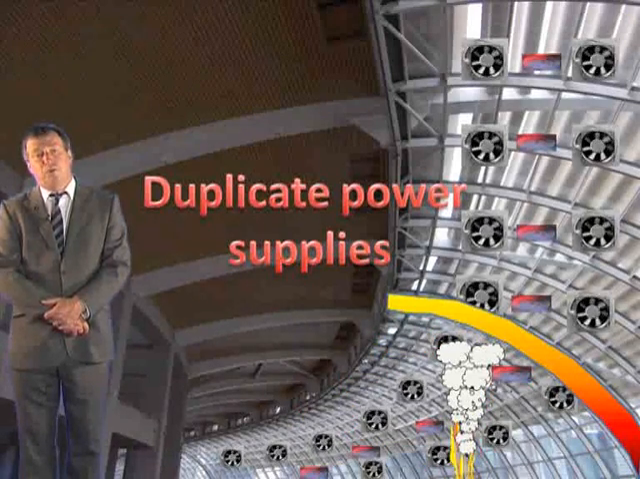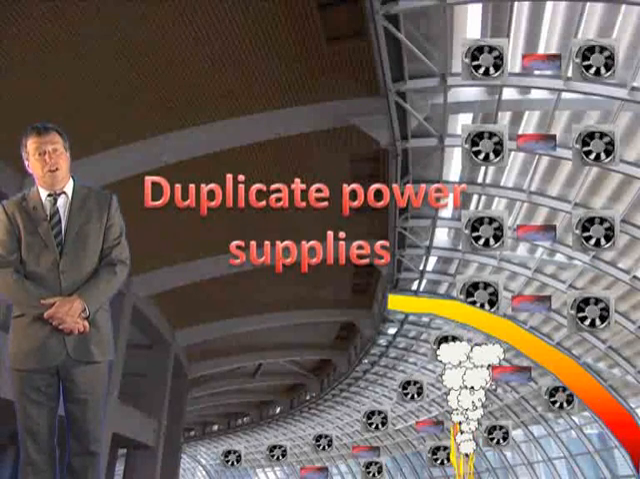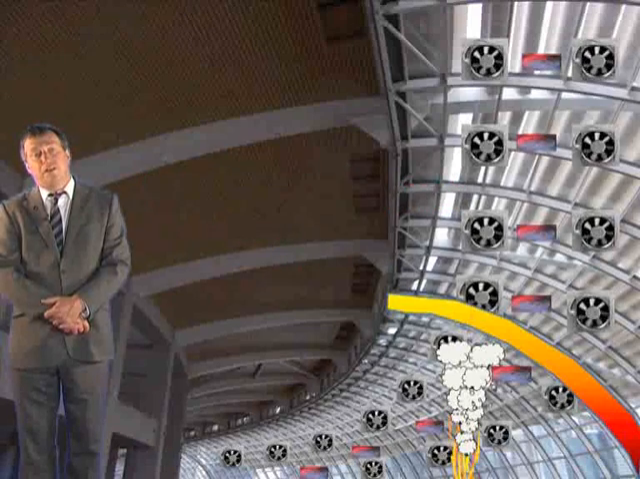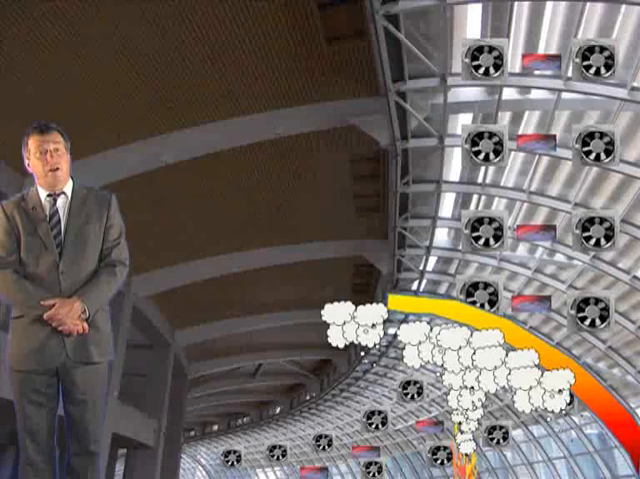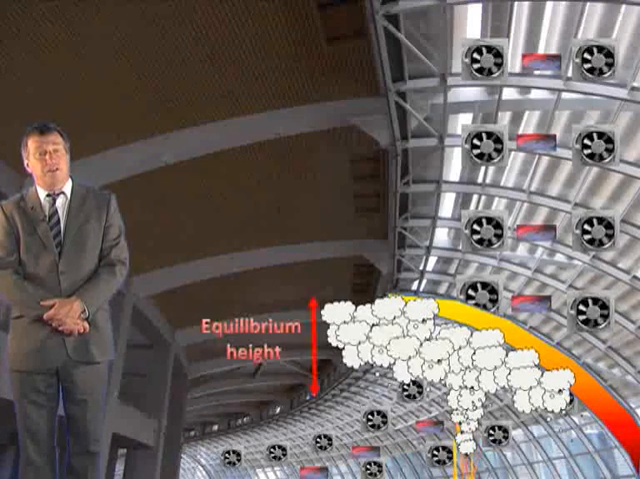The fans should have duplicate power supplies so that failure of one supply will not stop them from functioning. The fans are designed to be capable of removing at least the same amount of smoke that is entering the layer when the base of the smoke layer is at its design equilibrium height. How does a designer choose between natural and mechanical ventilation?